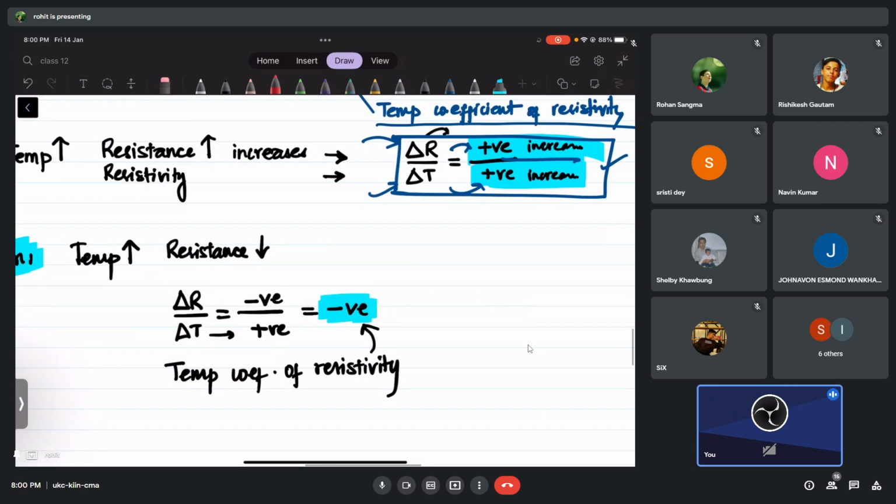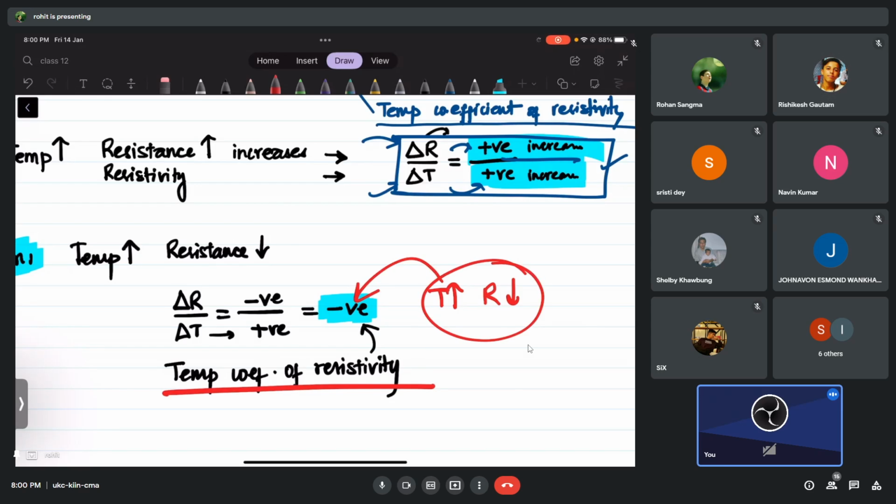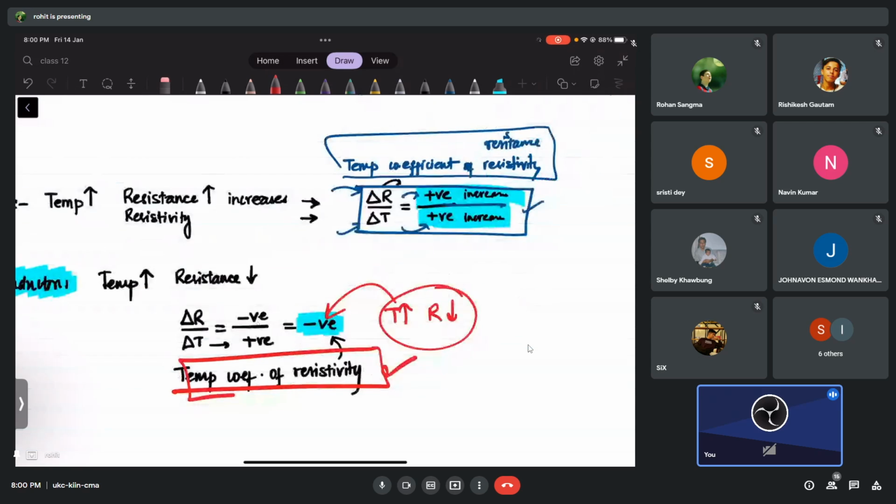Rishikesh, basically it means what? If temperature increases, resistance decreases. That is the meaning of negative temperature coefficient of resistivity. Okay, now it's clear, I think, no?